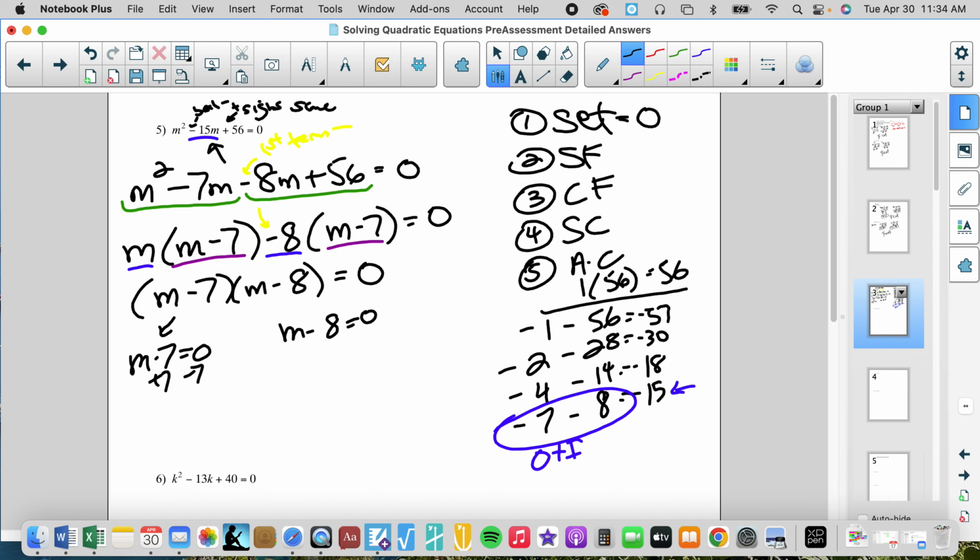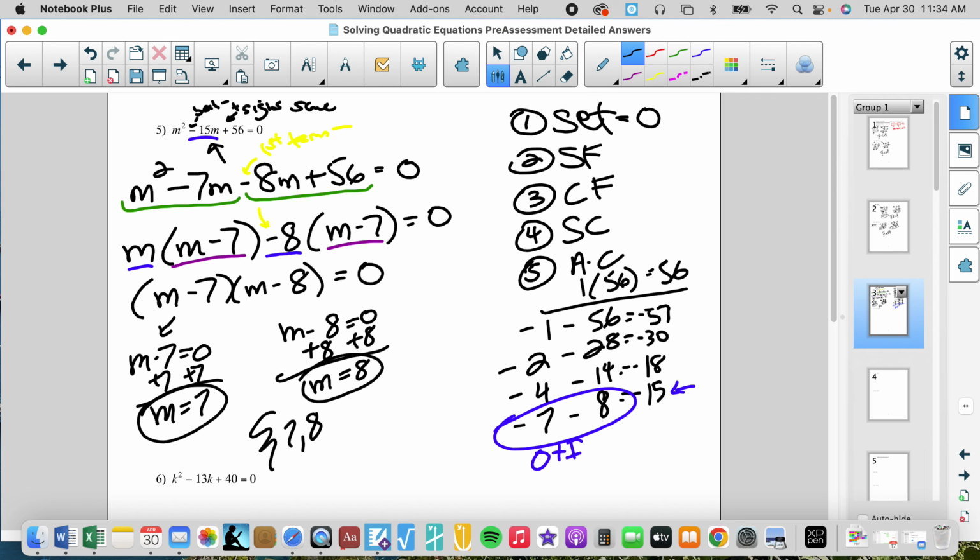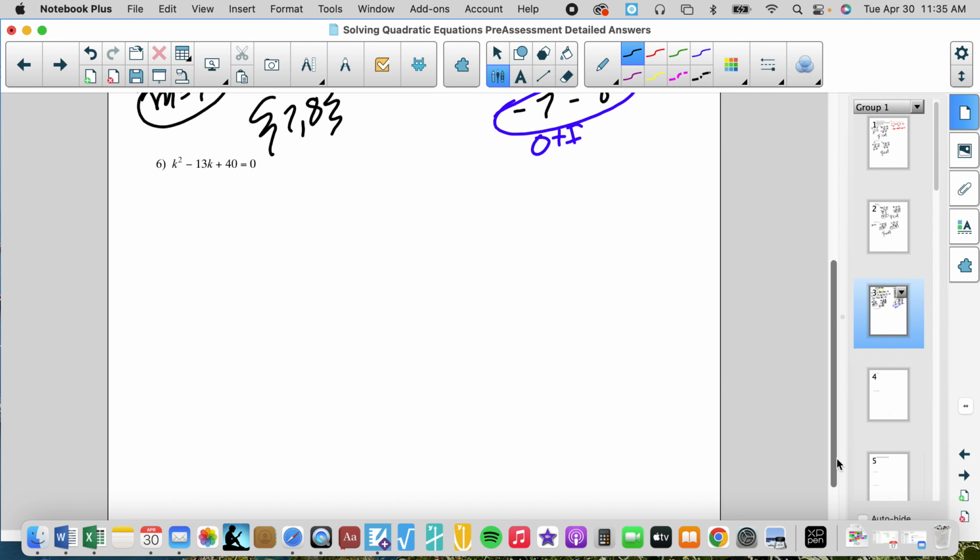We'll add 7 to both sides. We get m equals 7. That's one solution. We'll add 8 to the other side. m equals 8. So my 2 solutions are 7 and 8. Love it. Look at all that. So we go through the same process.